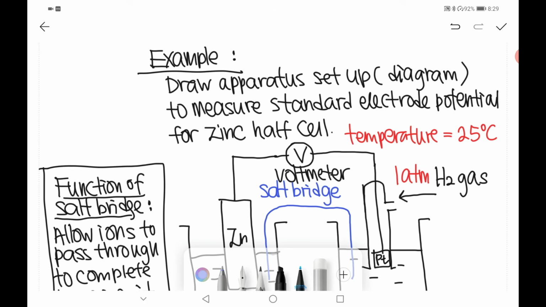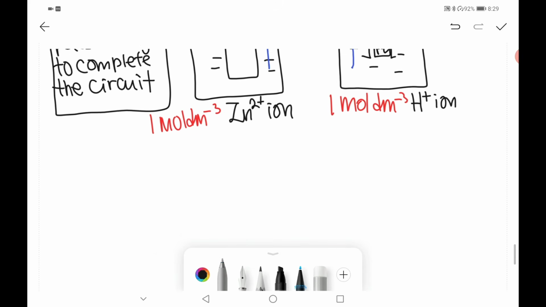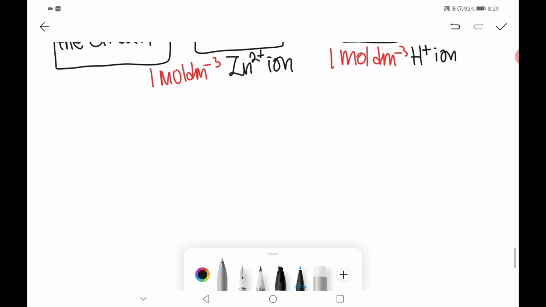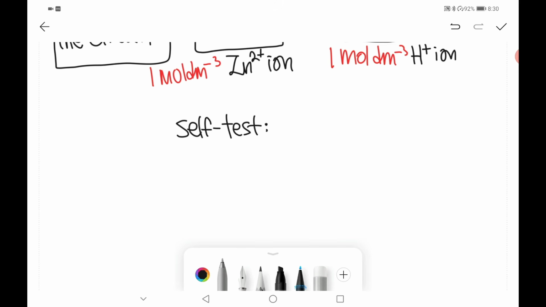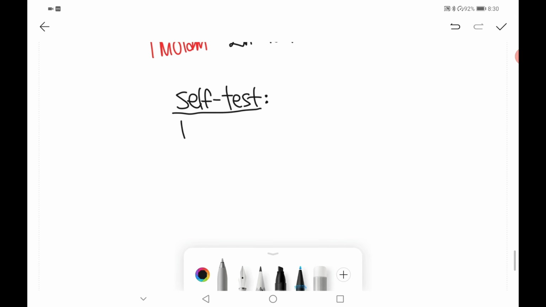Now, I would like you to pause the video and try to draw this on your own. This one is your self-test. Let's do a very quick self-test here. You can pause the video and try to do these questions on your own. Now you need to draw the apparatus setup. Again, apparatus setup means diagram.